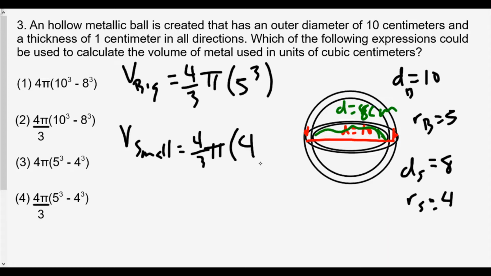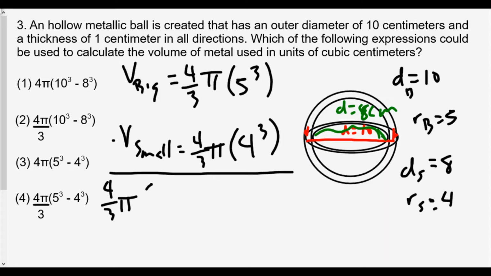So that'd be 4 to the 3rd. And we're going to now subtract these two. So we now have 4/3 pi times 5 to the 3rd power minus 4/3 pi times 4 to the 3rd power. Now, before I get my calculator out, to multiply 5 to the 3rd and 4 to the 3rd, I do notice that the answers look like it's almost a factored form.